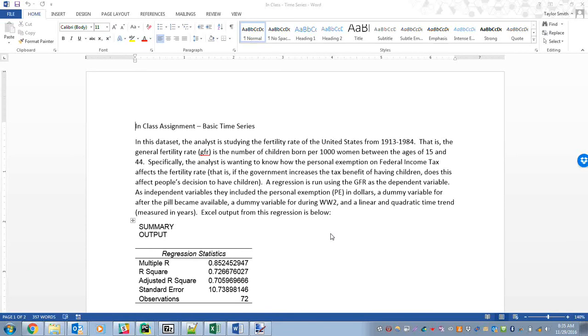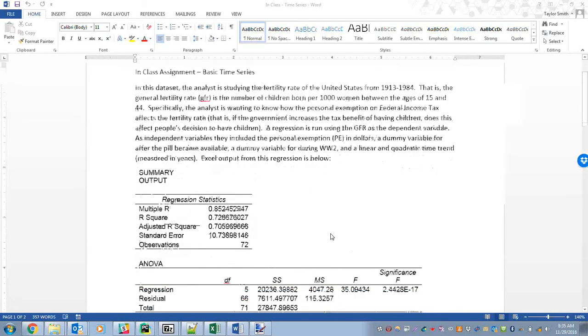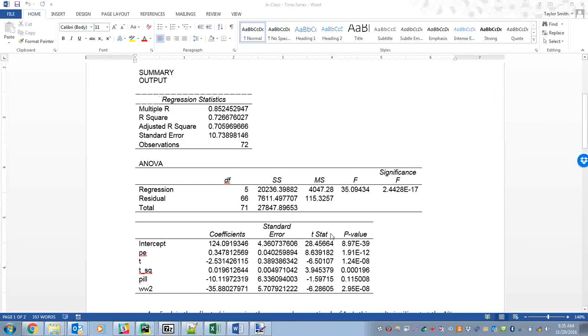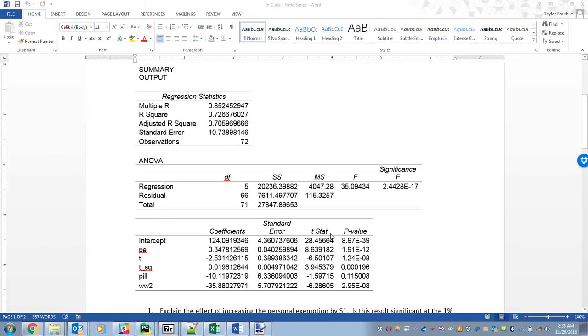Other things, there's a dummy variable for after birth control, or after the pill became available. There's a dummy variable for the years during World War II. And then we have a linear and a quadratic time trend variable that's measured in years. So we run that regression and we get this analysis, which is given in the in-class assignment. And we basically have this output from Excel.